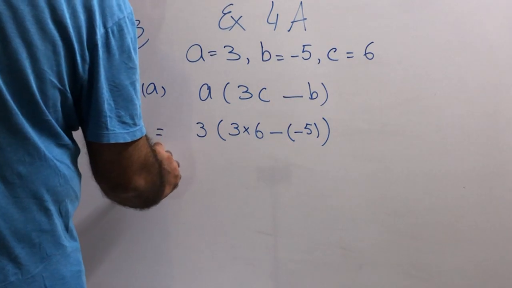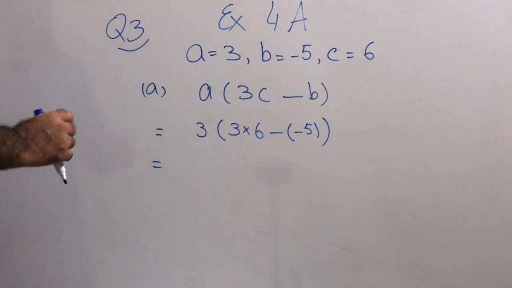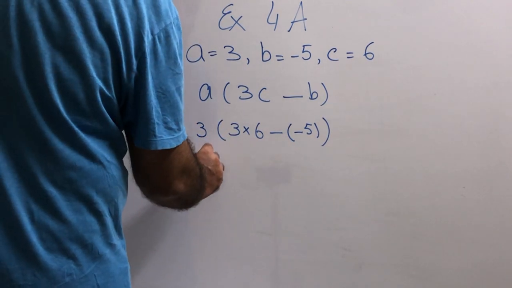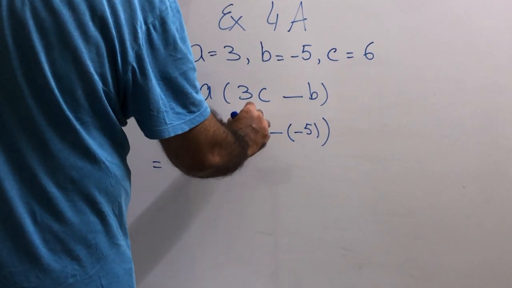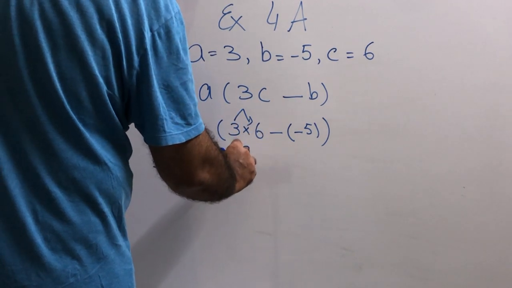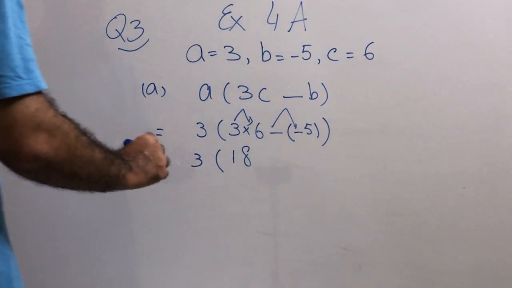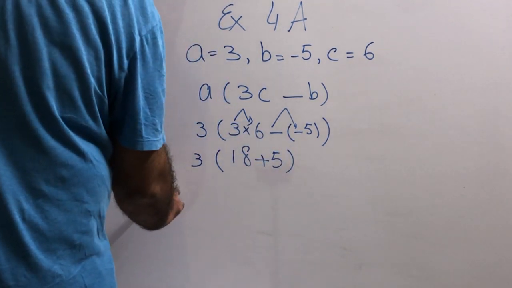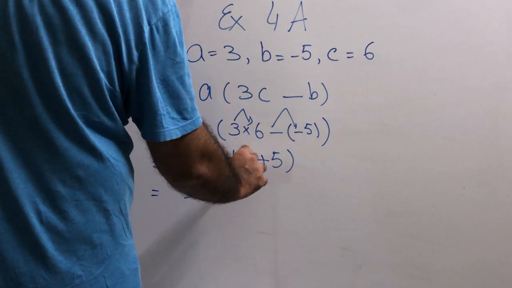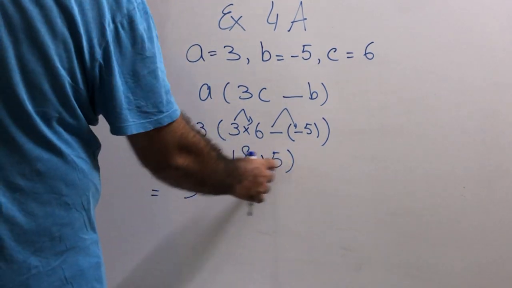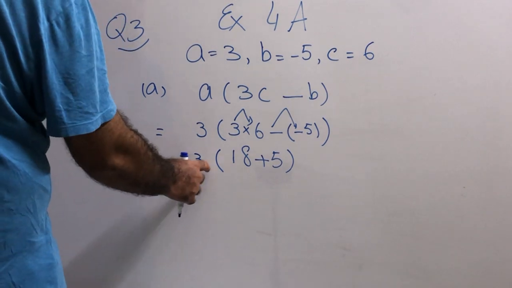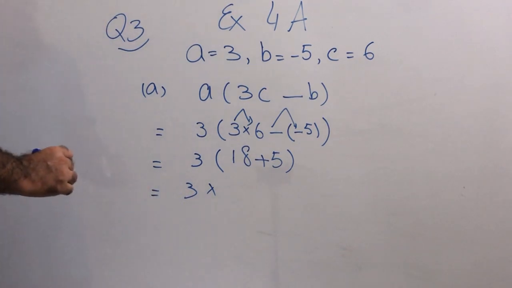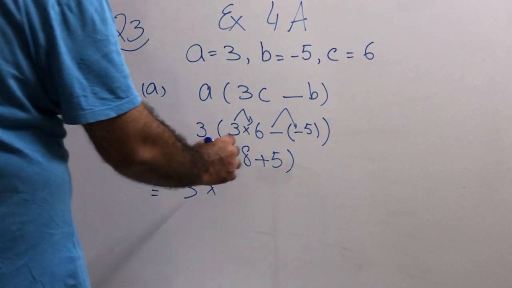Now first of all we need to find the solution of this bracket. It will remain the same. 3 multiplied by 6 is equal to 18. Minus will be multiplied with minus, it becomes plus. Then in next step we'll solve this. 18 plus. We know that this bracket means multiplication. 3 is being multiplied with this bracket. So we'll put multiplication sign and we'll solve the bracket.